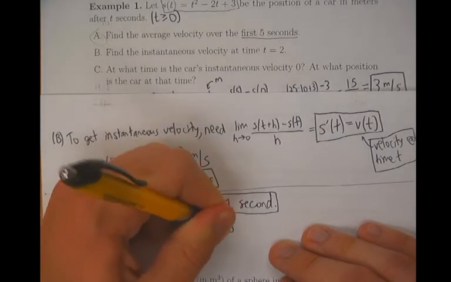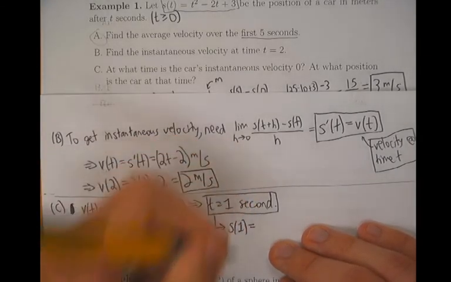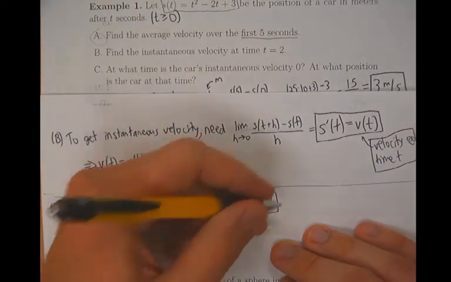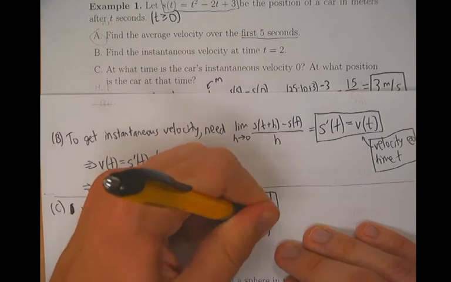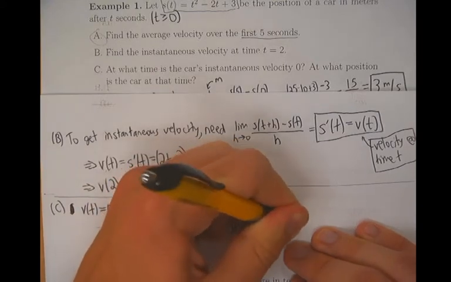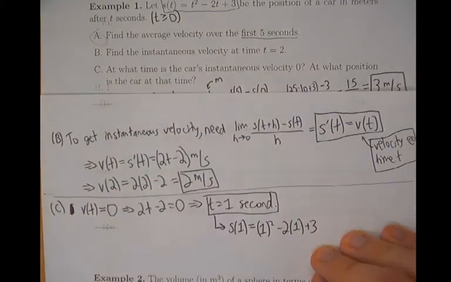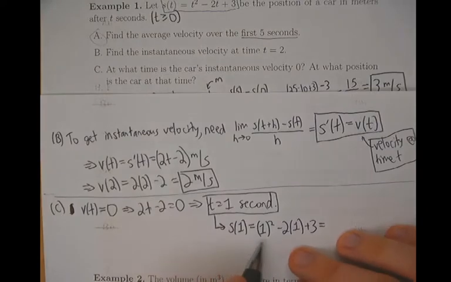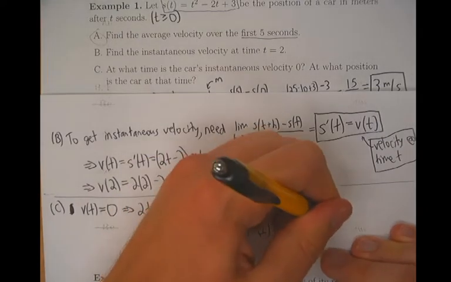So s of 1 is going to give us the desired position. So we just let t equal 1. So we get 1 squared minus 2 times 1 plus 3. And from that, you should pretty quickly get that the position at that time is simply 2 meters.